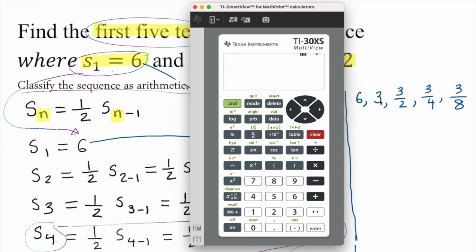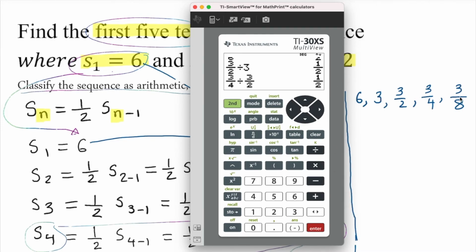Then right away we're going to divide. To find out whether it is geometric, we're looking for a ratio. How do we find the ratio? Second number divided by the first number. So 3 divided by 6 is 1/2. Good. Then we look at the next one: 3 over 2 divided by 3. Wow, we're getting the same. All of them have to be the same. Now 3/4 divided by 3 over 2, we get the same thing again. Bingo.